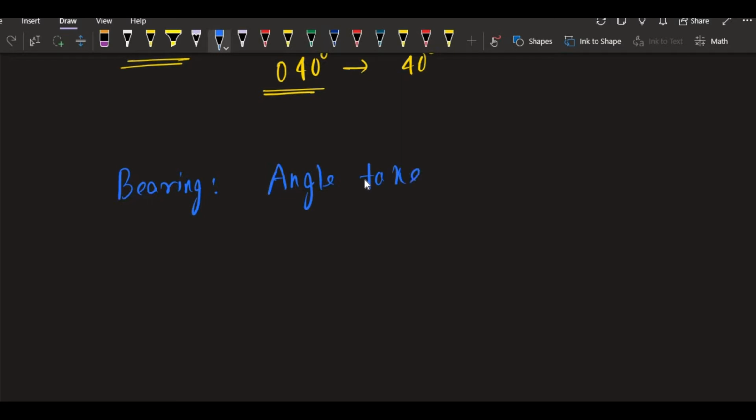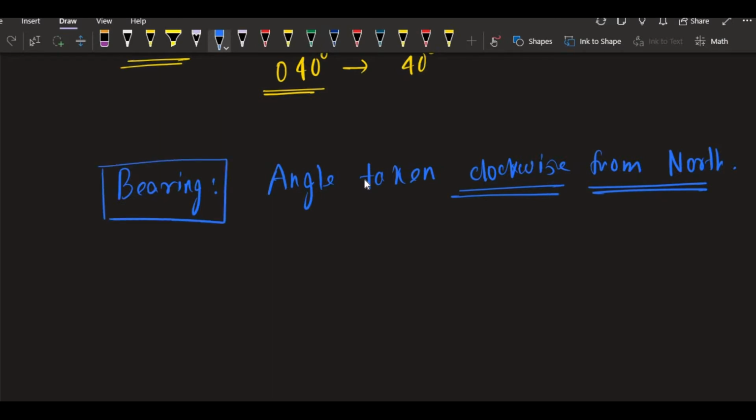So it is the angle taken clockwise from north. The clockwise part is very important and the from north part is very important. Clear? This is the definition of bearing. So let's solve some problems now.